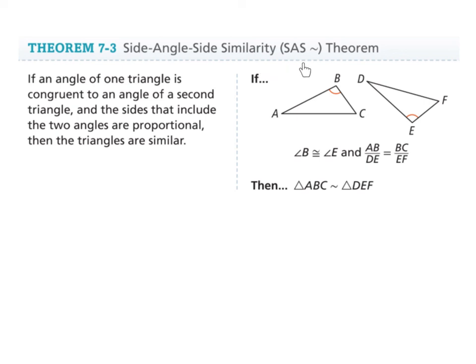But for triangles, we have these three shortcuts where we don't actually have to prove that all angles are congruent and all side lengths are proportional. We can do certain combinations of those things, and that would be enough to prove that the triangles themselves are similar.